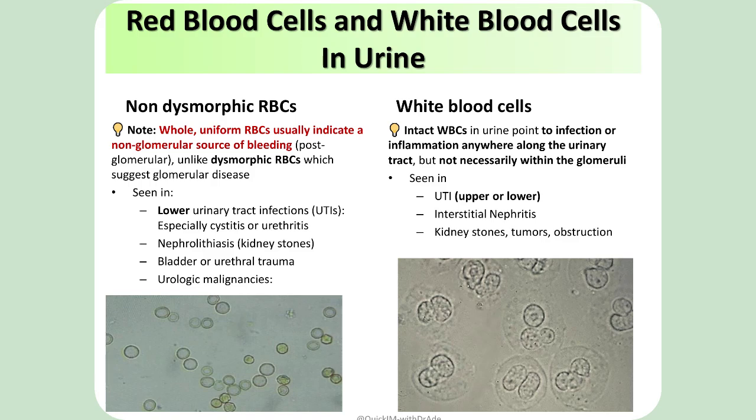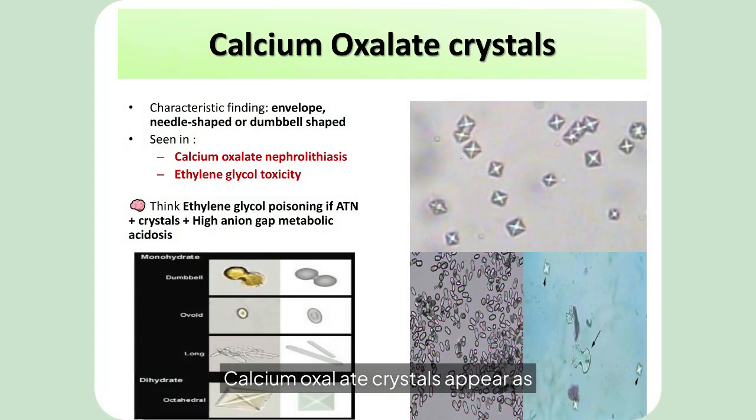Now, let us take a close look at crystals. Calcium oxalate crystals appear as envelope-shaped, dumbbell-shaped, or needle-like structures, and are commonly found in calcium oxalate nephrolithiasis, the most prevalent type of kidney stone. They can form at any urine pH and are especially important in the context of ethylene glycol toxicity, where their presence alongside acute tubular necrosis and high anion gap metabolic acidosis is diagnostic.